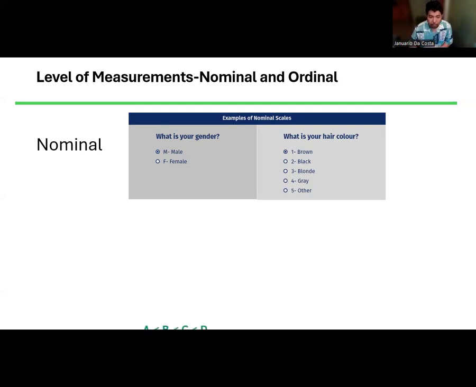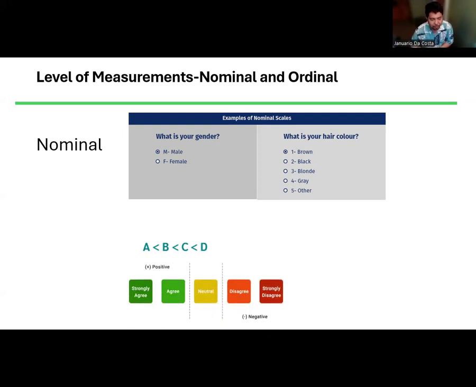Okay, now, for example, in school grades, you have A is less than B. I forget about this. The next example is better. For example, you have strongly agree, neutral, disagree, strongly disagree.